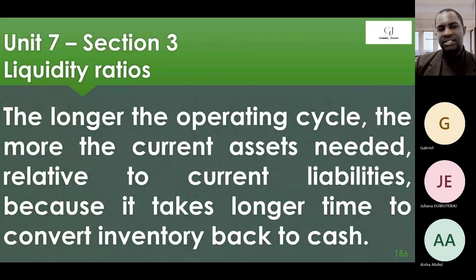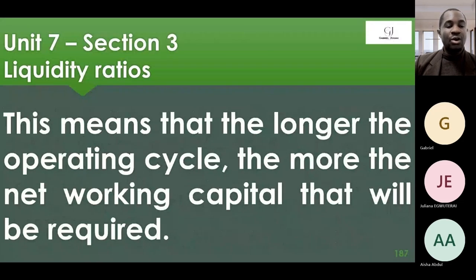So the longer the operating cycle, the more current assets are needed. Exactly. So that's why we're advocating for a shorter operating cycle. More current assets are needed if it's longer relative to the current liabilities, because it takes longer time to convert inventory back to cash. This means that the longer the operating cycle, the more net working capital will be required. Yes, so you need more current assets if your operating cycle is too long.